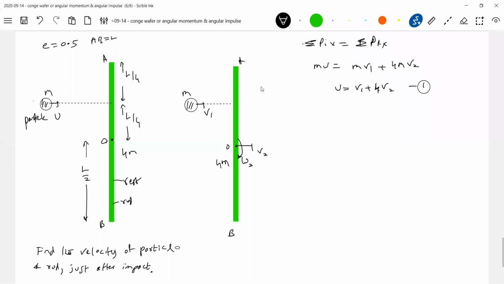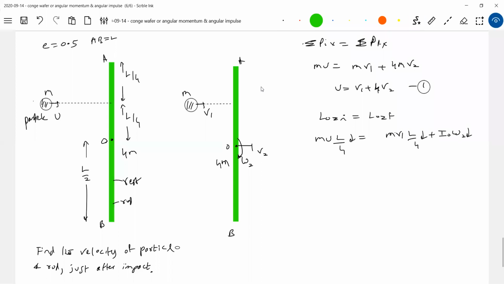Then applying next the conservation of angular momentum. About which point? About O only, because after collision the rod will rotate about O. So therefore L_O initial is equal to L_O final. L_O initial is mu L by 4 clockwise. Then finally, that of the particle, mv1 L by 4 clockwise. That of the rod, I_O omega 2 clockwise.